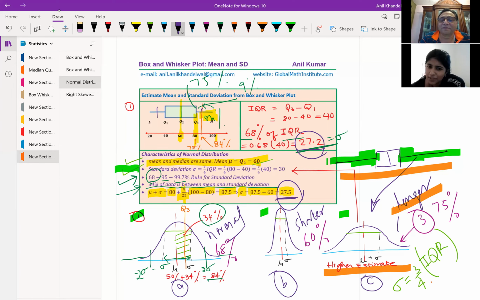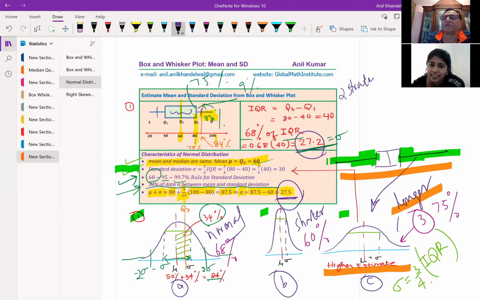I'm just a little bit confused. Wait, so when we did 68% of the interquartile range, and we got 27.2, why did we go through all of this process? I showed you two different ways of calculating the standard deviation. So we learned two strategies.